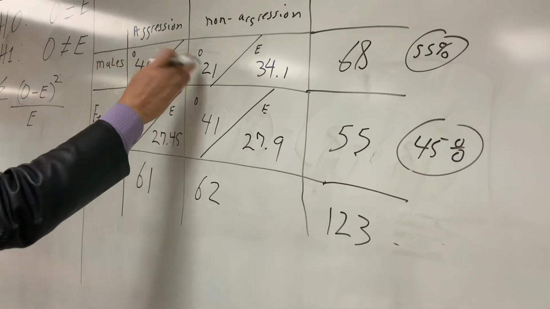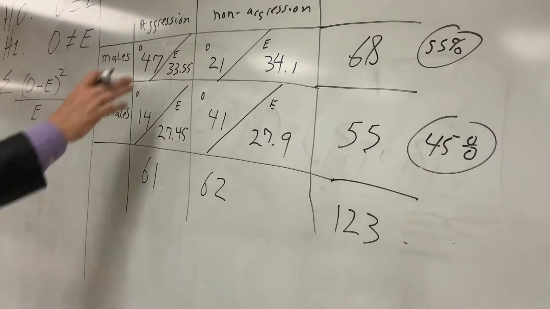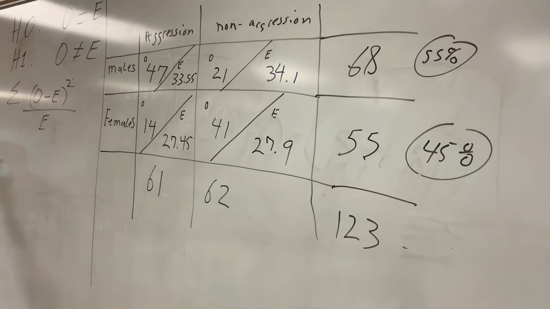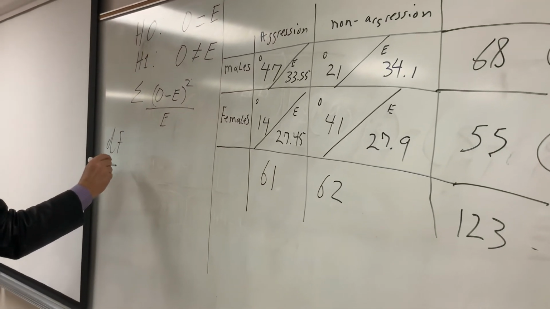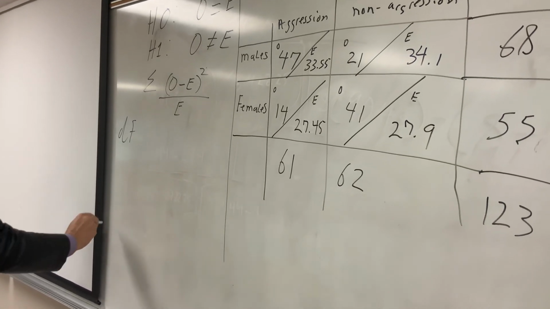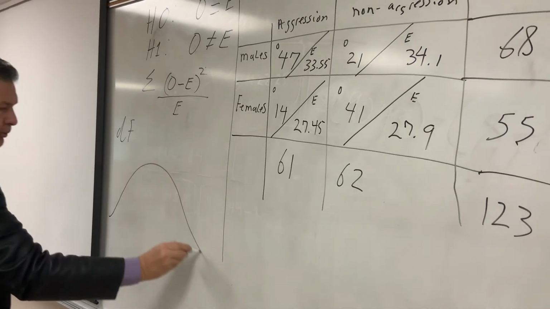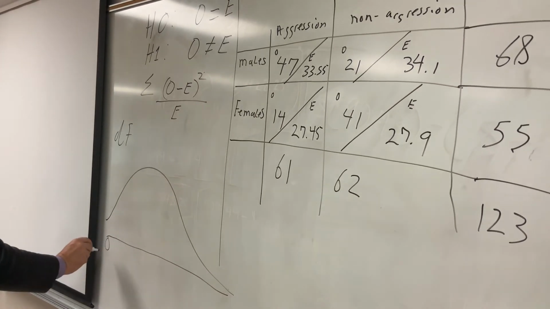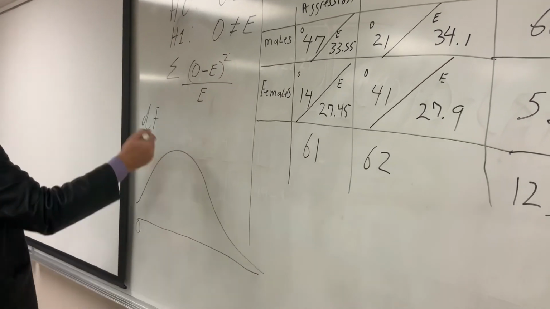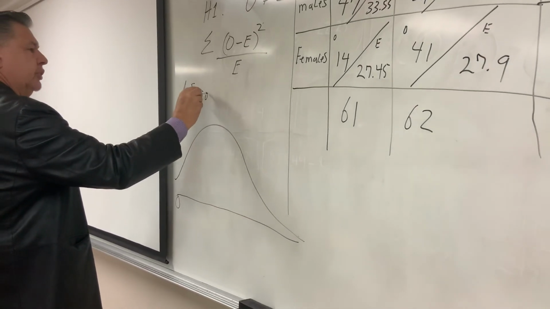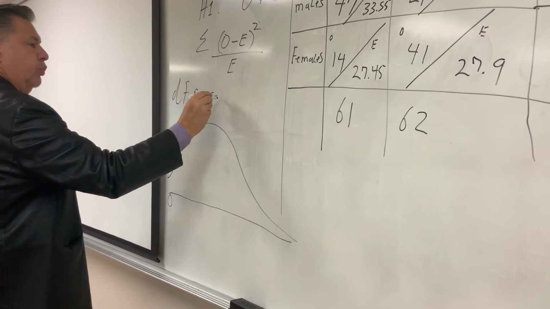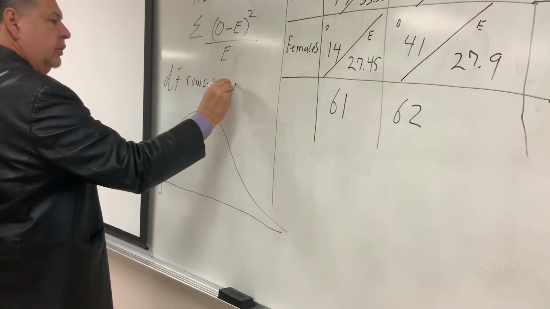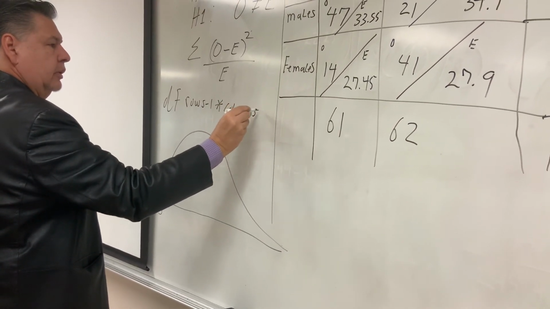Now I've got my observed and my expected for each particular condition. Now what I need to do is find out what my degrees of freedom are. And so I'm going to get a distribution that is positively skewed with a mean of 0, and then I have to find out what my rows are, minus 1, times my columns, minus 1.